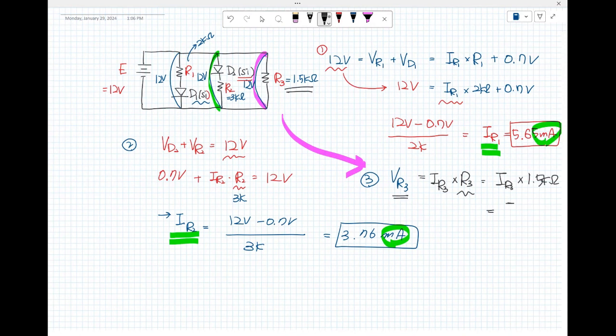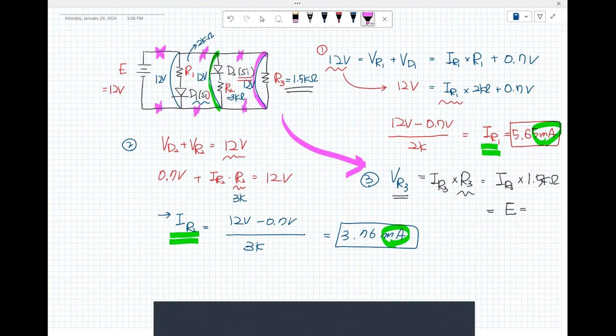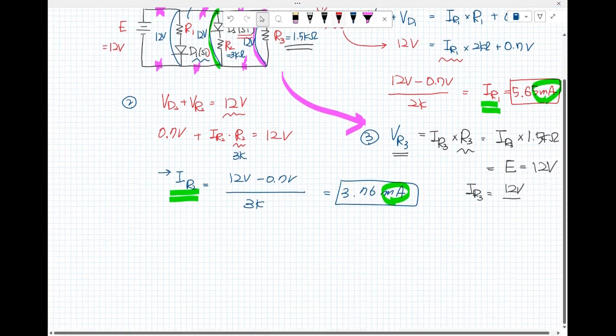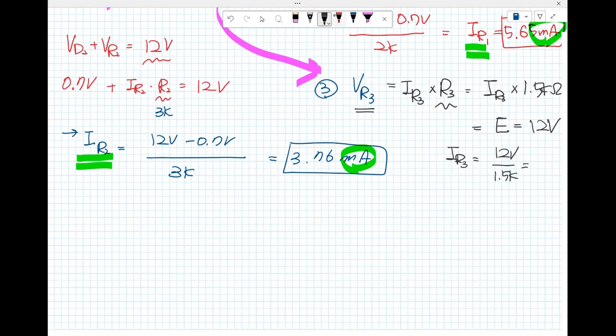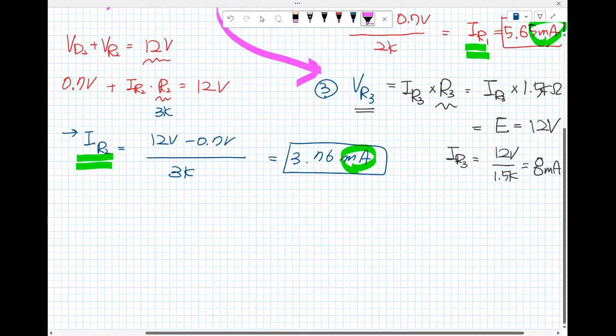What is the V sub R sub 3? Same as the supply voltage, because they are in parallel, and there are no components in between. That should be the same. So here, that should be the 12 volt. So I sub R sub 3 is 12 divided by R sub 3, 1.5K, which is 1.5 times 10 to the 3. Calculated, that is 8 milliamp. So the answer is 8 milliamp.